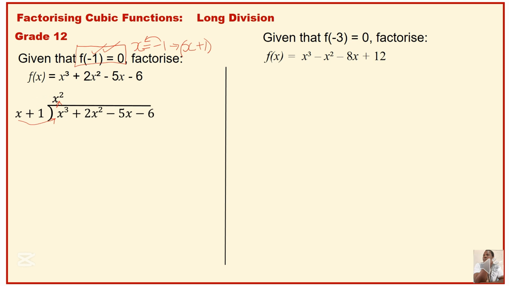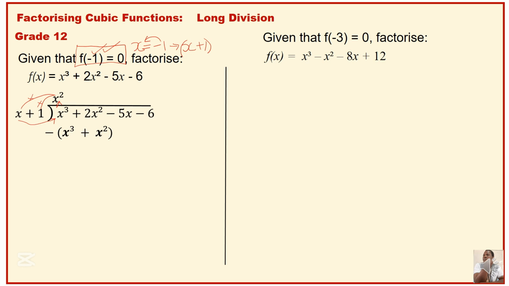Then the answer that we get multiplies those two numbers. So you're going to say x squared times x and x squared times 1. The answer that we get, we write it at the bottom of the first two numbers of our expression. So x squared times x, we get x cubed. X squared times 1, we get x squared.